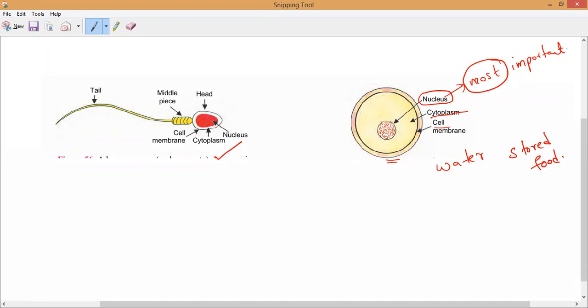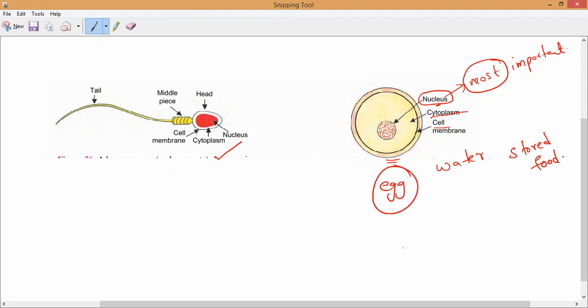So the most important part of an egg is the nucleus. Why is the nucleus important, guys? Can anyone say? Because only there will the fertilization take place, and the further process like formation of zygote and embryo will be carried forward. And it has cytoplasm, which contains water as well as stored food. This is what we call a female reproductive cell, egg or ovum.